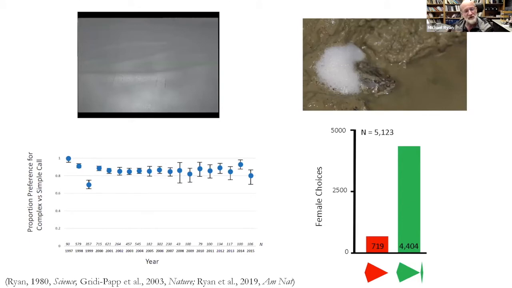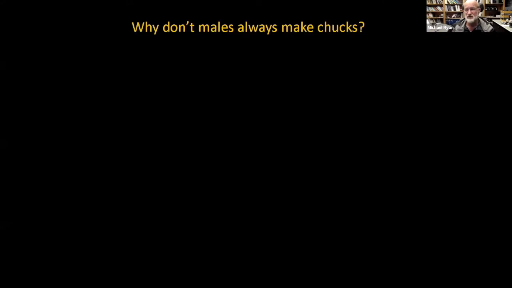So there's a strong preference for a call with a chuck, and as I'll show later, they prefer calls with more chucks to fewer chucks. But then why do the males need to be coaxed to make a chuck? Why are they reluctant to add chucks to their calls? Energetically, it doesn't cost anything. But we had this question, again, early on: why don't males always make chucks? And here's the answer.